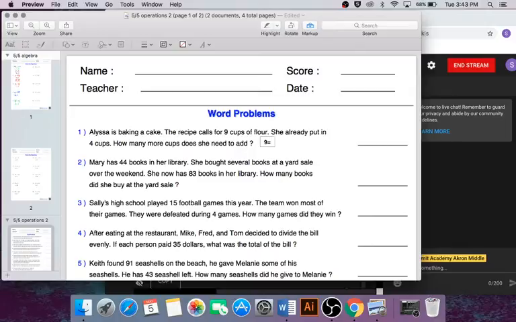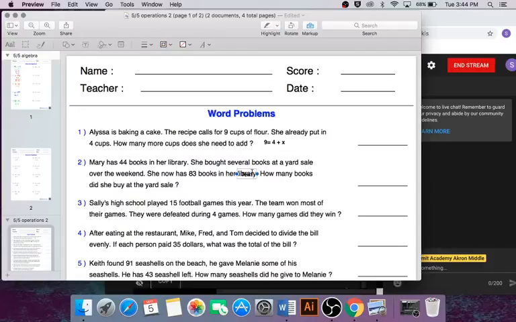And we've already put in 4, but we need to figure out how many more. So 4, and then to add more to it, keyword is add, we're going to put a plus sign because our operation is addition. 4 plus x equals 9. So that is what our equation is going to look like.